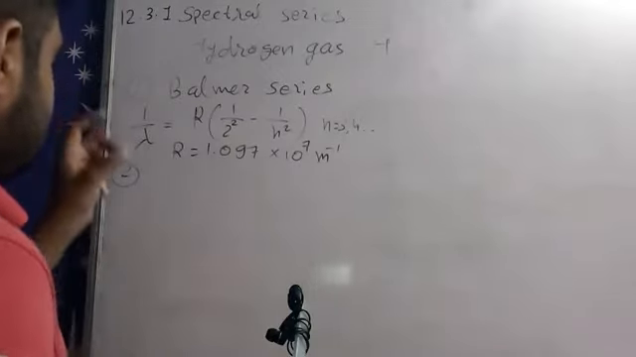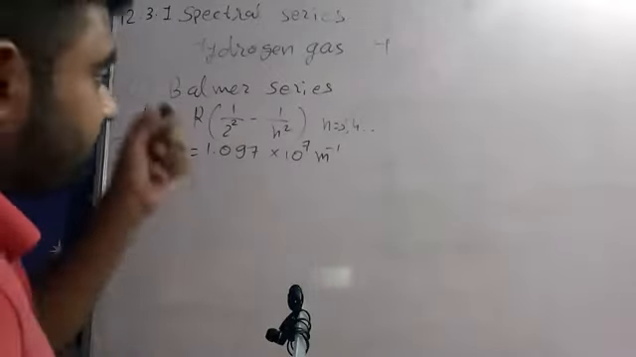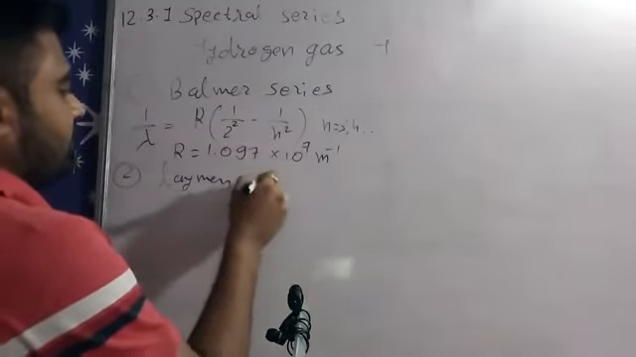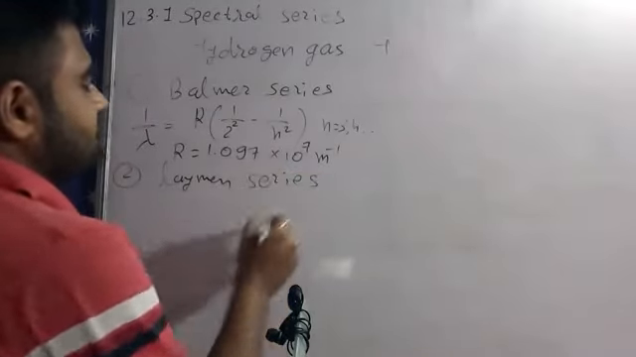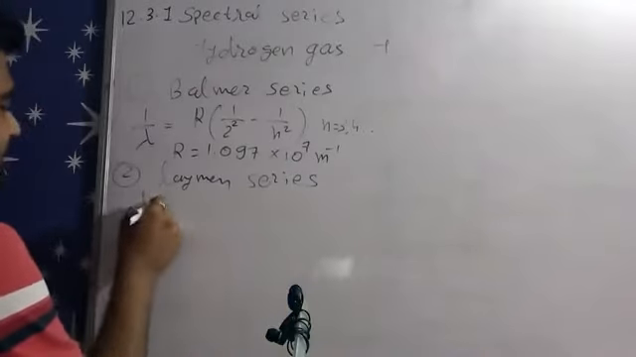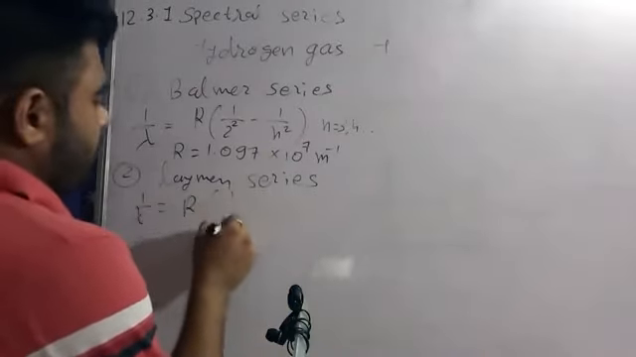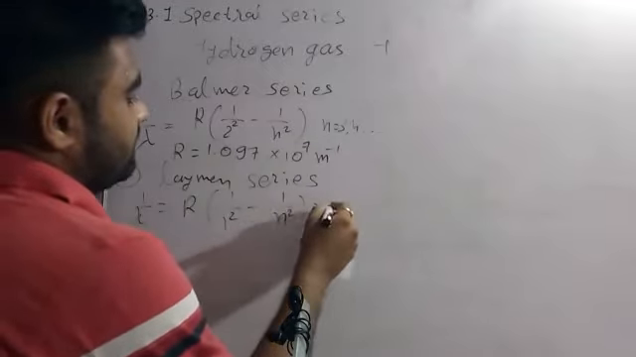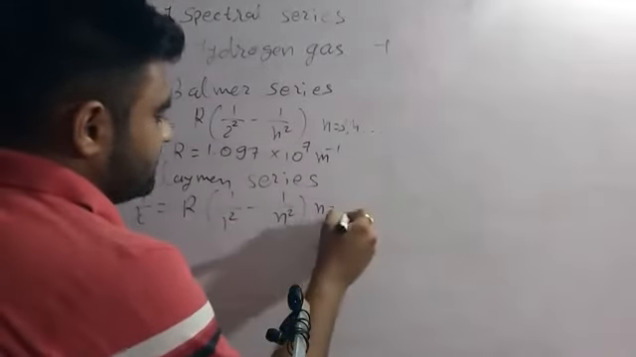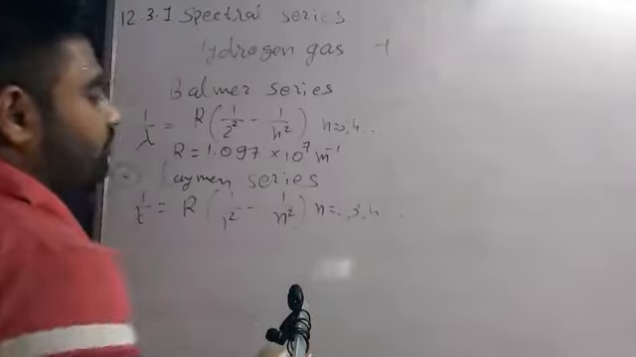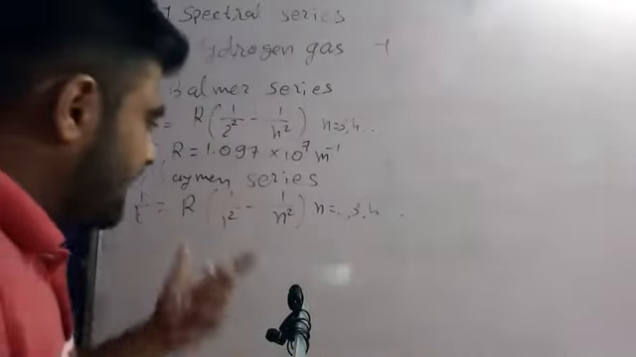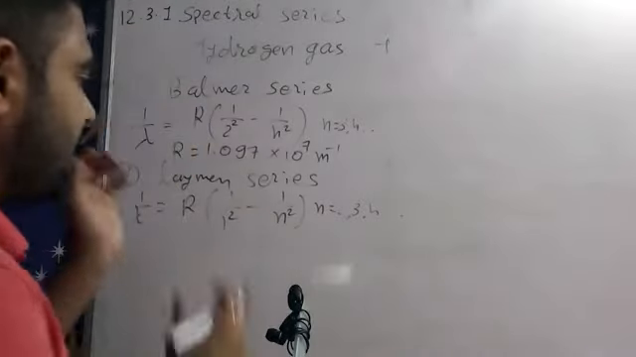Then our second series, which was found by Lyman, is called the Lyman series. The Lyman series is 1 upon lambda equals R into 1 upon 1 square minus 1 upon n square, where n is greater than 1, that means 2, 3, 4, and so on up to infinity. Lyman found this type of spectrum, that's why it is the Lyman series.